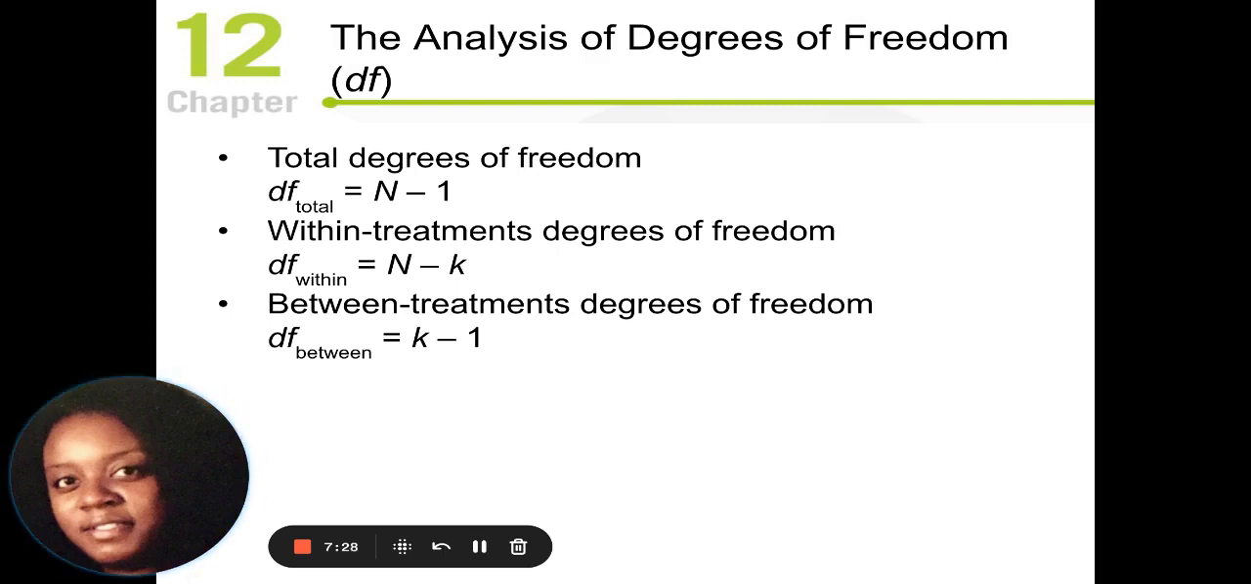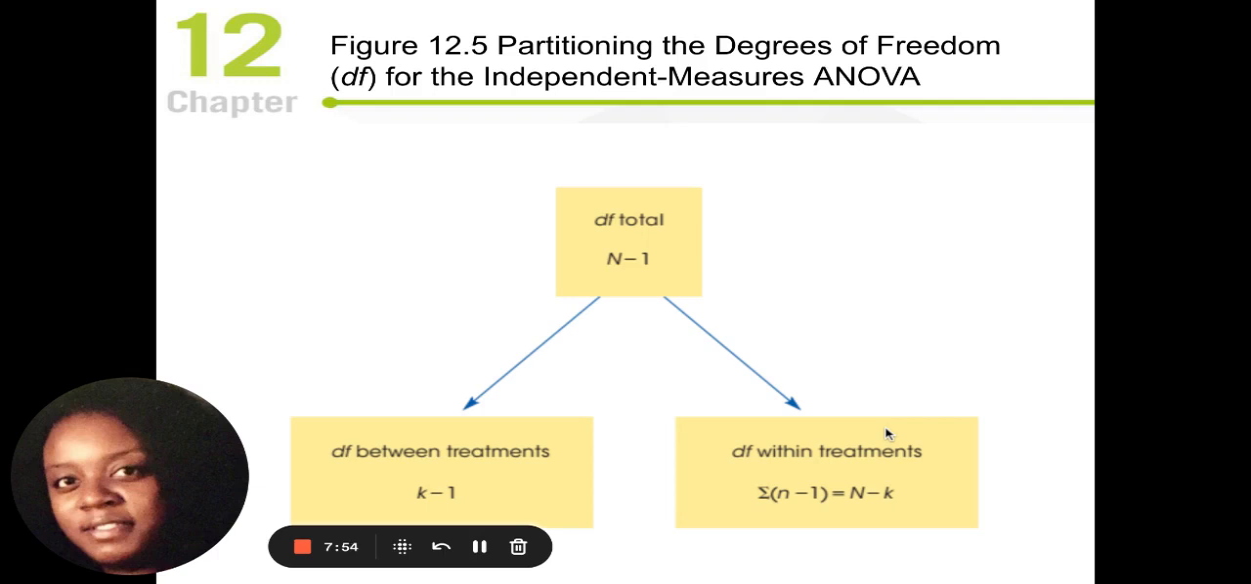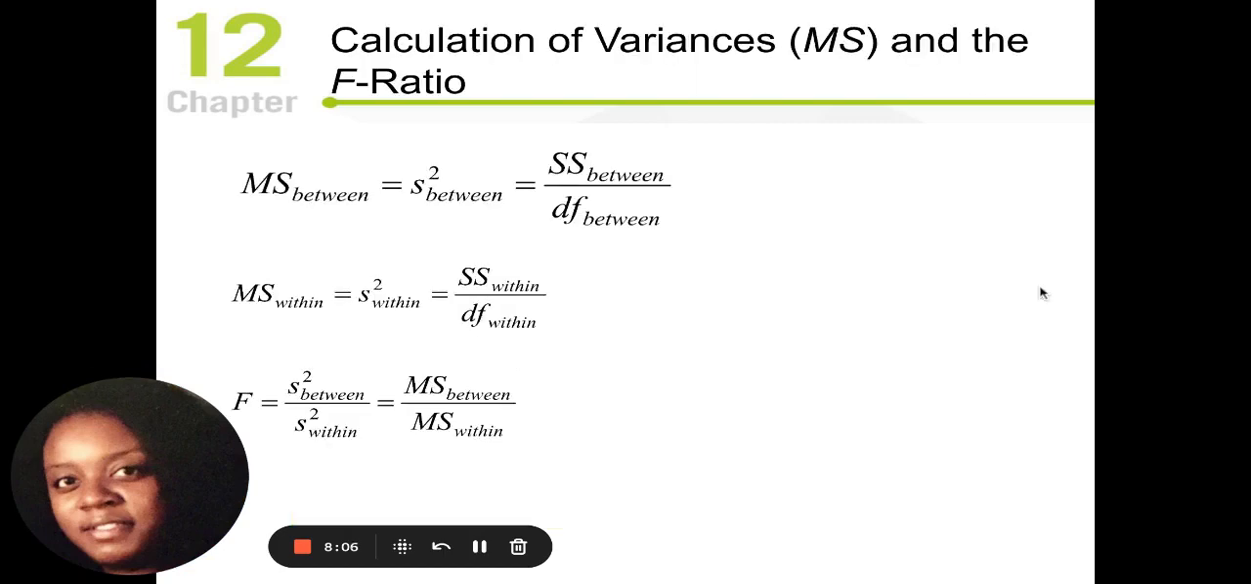When it comes to degrees of freedom in the analysis of variance, the total degrees of freedom is df total, and that's going to be capital N minus 1. The within treatments degrees of freedom is df within, which is capital N minus K. And then the between treatments degrees of freedom will be df between, and that's lowercase k minus 1. And then in figure 12.5, we can see how those formulas would look for each of those different degrees of freedom, and how we would also calculate those.